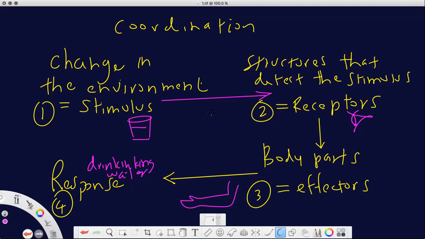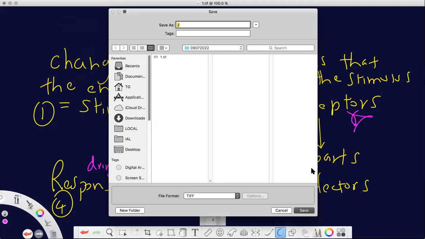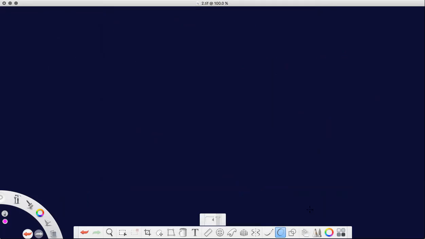Right, now next we are trying to understand a little bit more what is the stimulus, what exactly are receptors, and how these receptors can communicate with the effectors, and then how effectors can make the response. So we are now going to the next level to learn more detail about this process. Okay. Right, we start with the stimulus and the receptors.